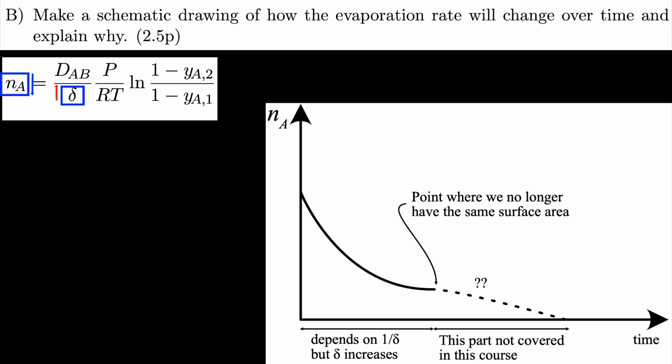One student blew my mind on this exam and went beyond this explanation and showed that, to be more exact, the evaporation rate decreases as 1 divided by the square root of T. But that is way beyond what I demanded for full points on this task.